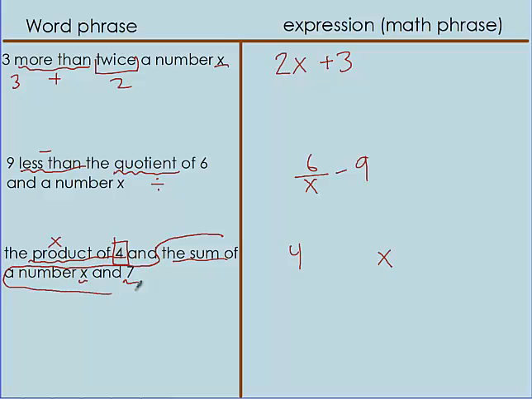The sum of x and 7. So 4 times the x plus 7. When you say sum, that means plus. So x plus 7. But we got to put that in parentheses, because you do the x plus 7 first and then the 4 times. So 4 times x plus 7. Another way to write that is 4 parentheses x plus 7, because this implies the 4 times.